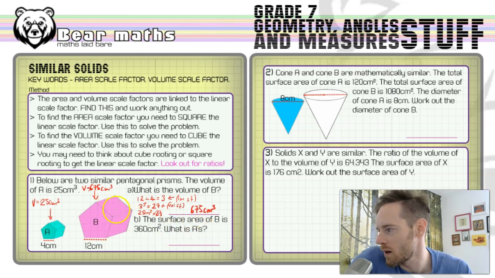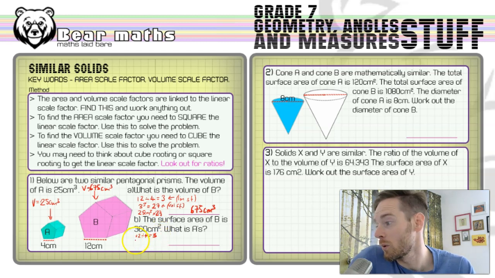So the whole surface area, all the area of all the faces of this pentagonal prism added together is 360 centimeters squared. All right. And we don't know what this is, but we do know what the scale factor is. Okay, again, this time we're thinking of squaring the scale factor. So if we do the calculation, it's 12 divided by 4. If this was a question in its own right, we'd have to do 12 divided by 4 to get that 3, the linear scale factor.